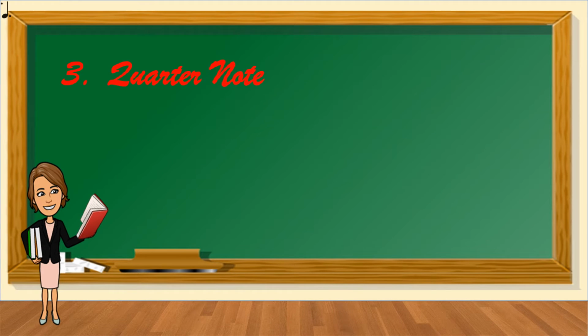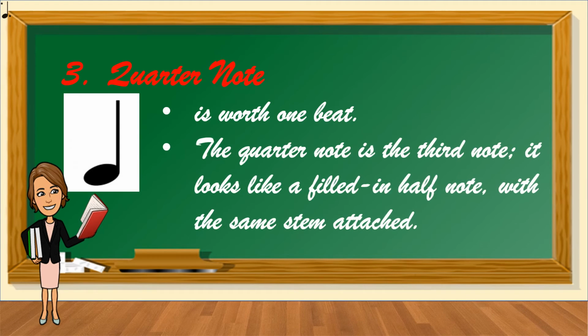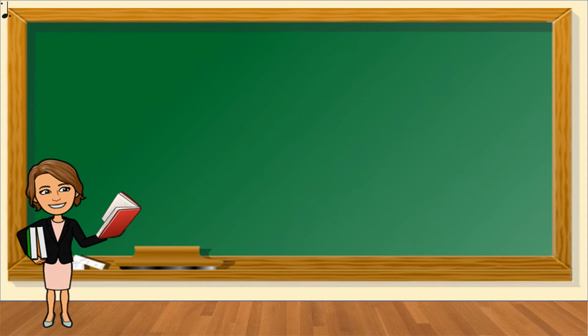Another note is the quarter note. So we have here the symbol. It received 1 beat. The quarter note is the third note. It looks like a filled-in half note with the same stem attached.